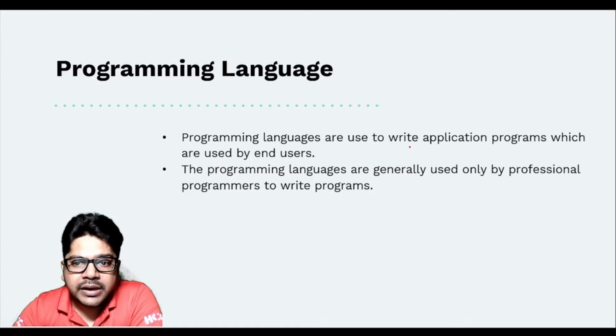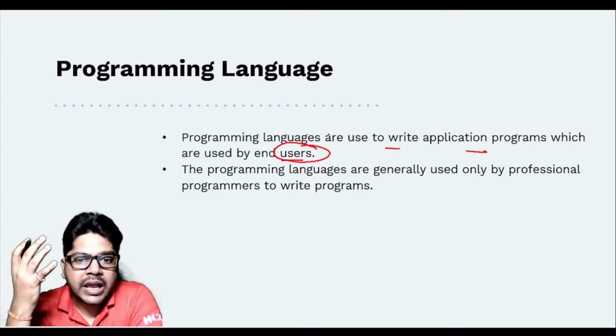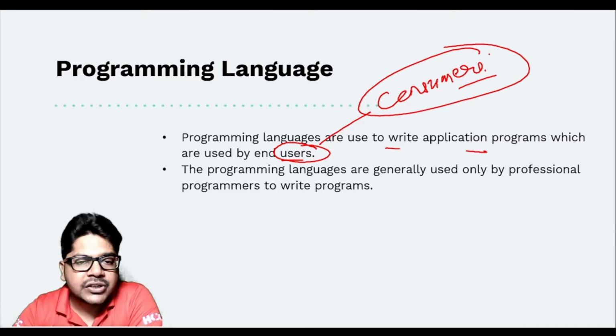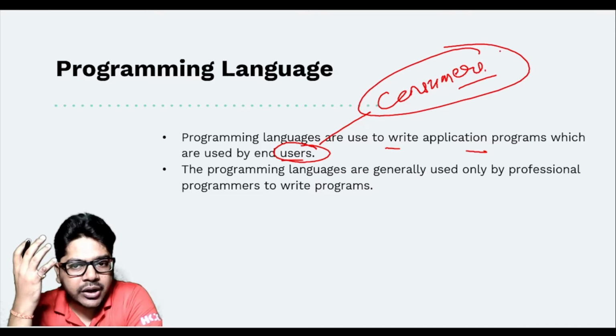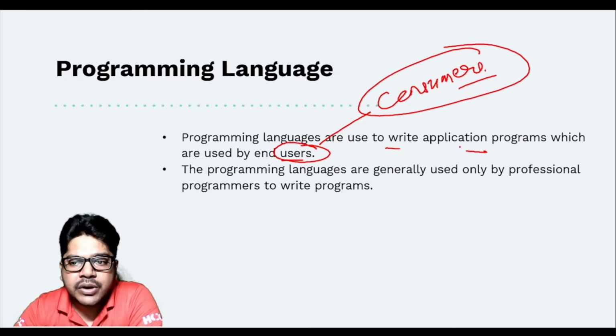Programming languages are used to write application programs which are used by the end user. Now who is the end user here? End users are those people who use an application. Basically, end users are nothing but consumers. They are the ones who consume the software or the application that you have made. Programming languages are generally used by professional programmers to write programs.